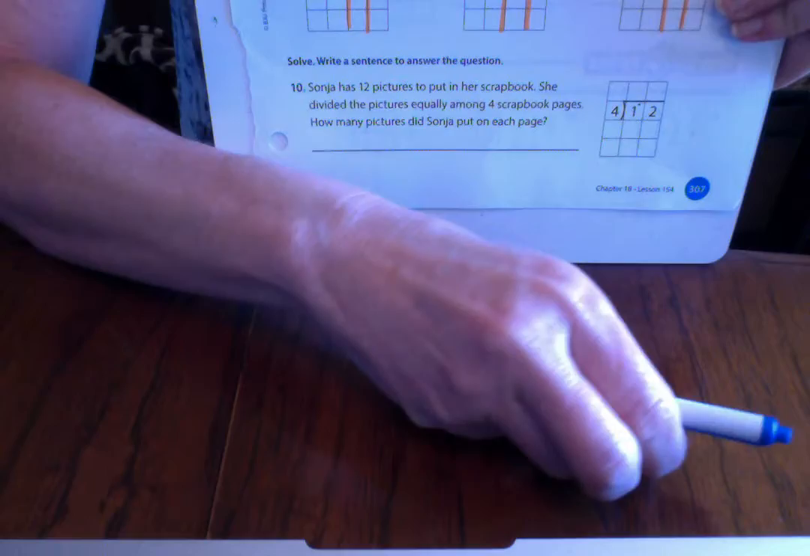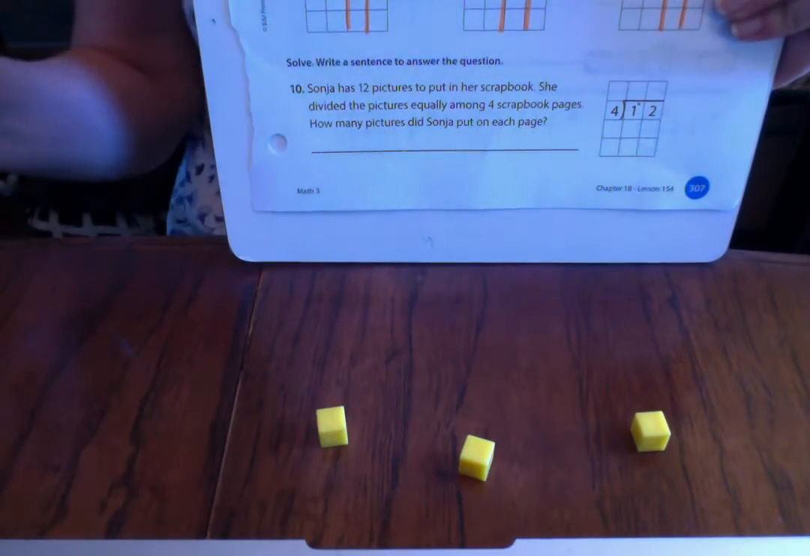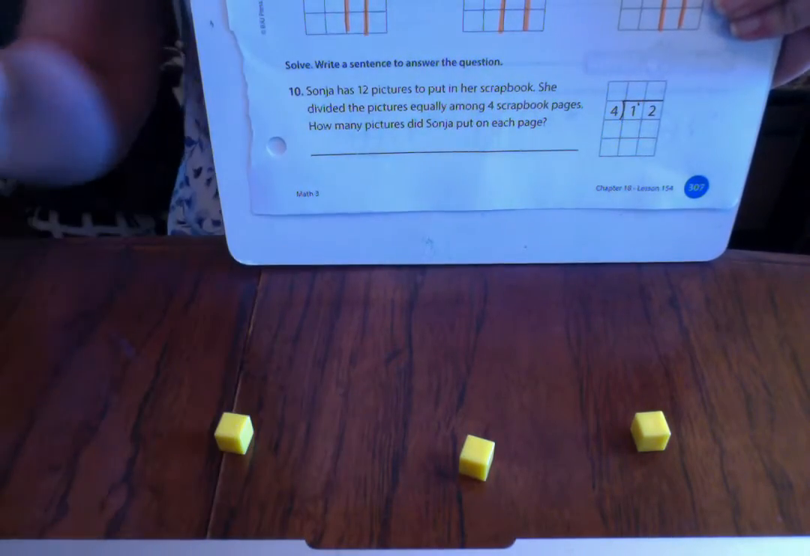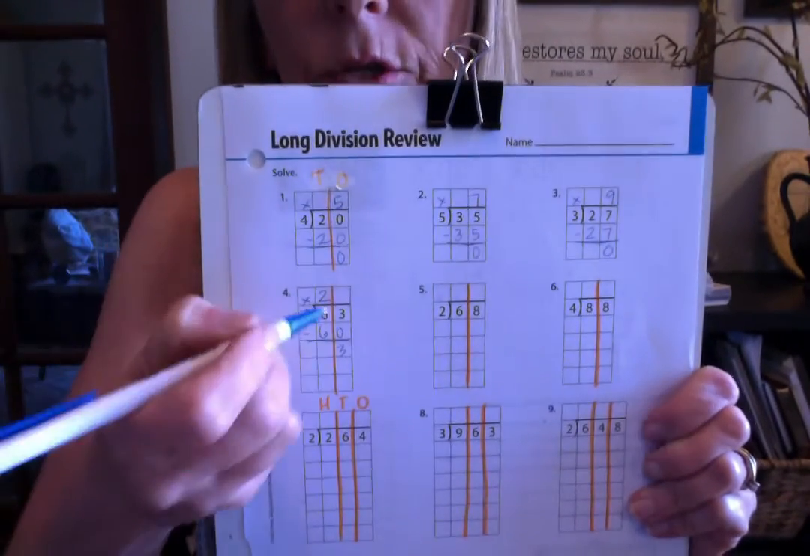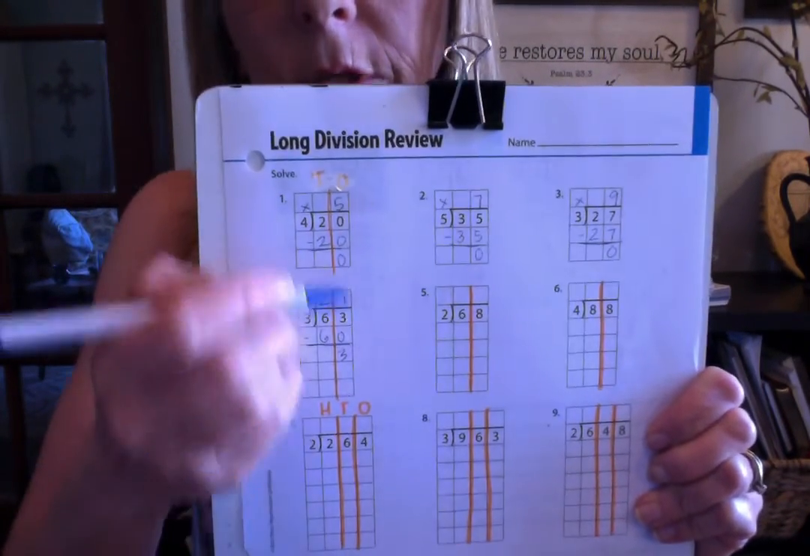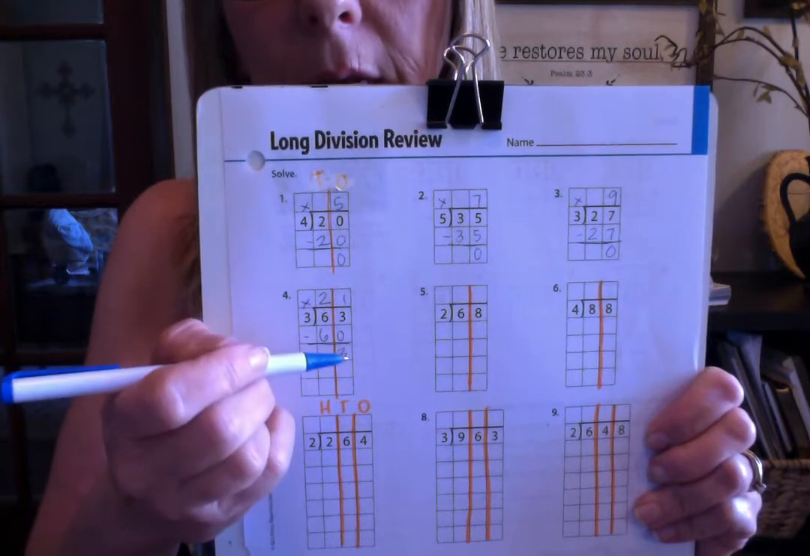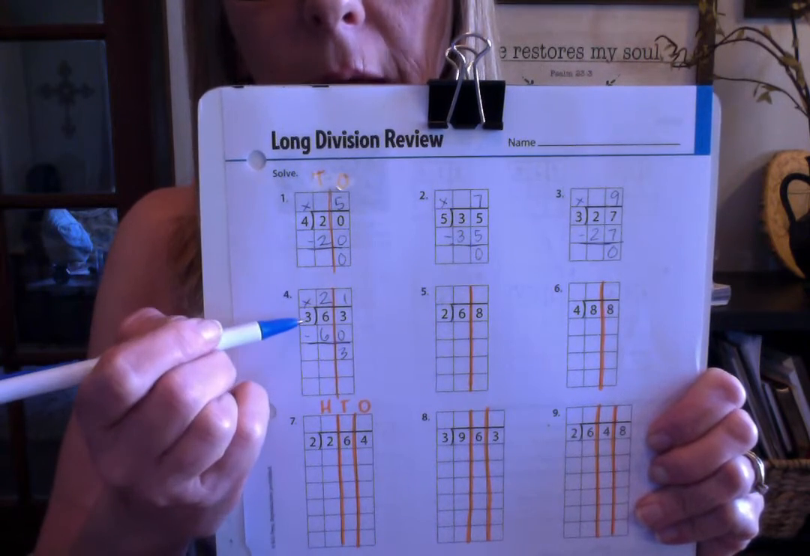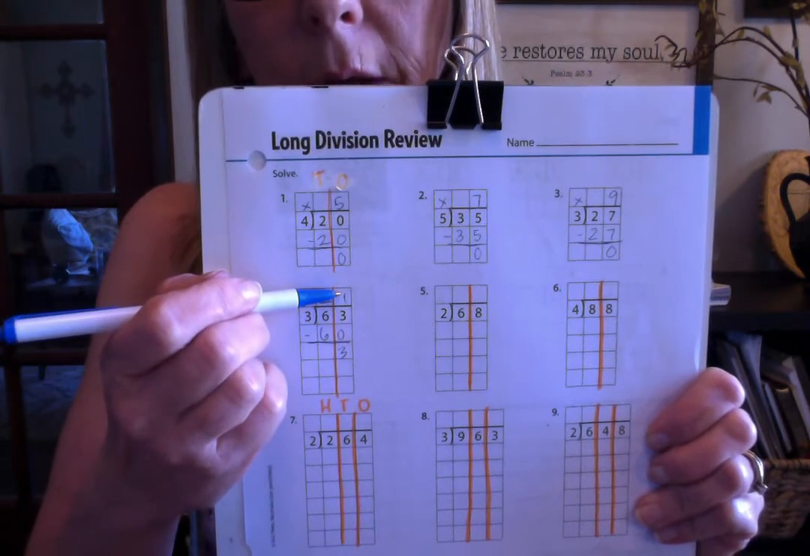And we have 3 ones, and we want to divide those into 3 equal groups. So how many would be in each group? Right, there would be 1 in each group. So we're going to put a 1 right up here in our quotient in the ones column. Okay, so we did 3 divided by 3 equals 1.